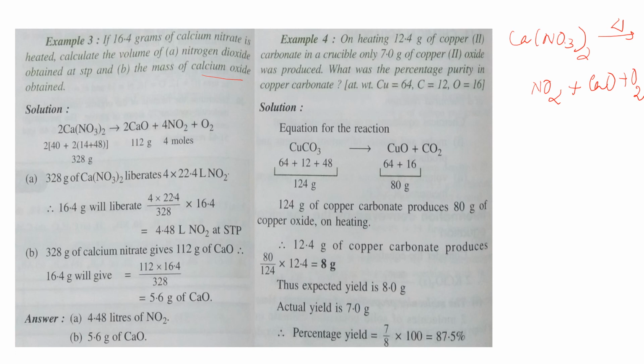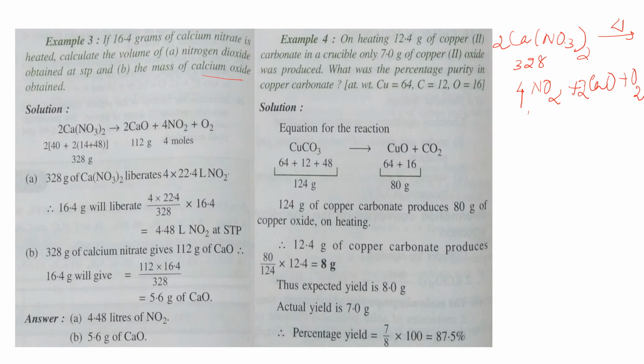Now first you have to write the equation. Second you have to balance it. Now see whether this equation is balanced or not. So it is not balanced. First of all you balance it. 2 Ca(NO3)2 is giving you 4 NO2 plus 2 CaO plus O2. After writing this, you have to write the molecular mass of each and every one. And which one is the gas? You can write down 22.4 liters. Now, if we calculate, it is coming 328.